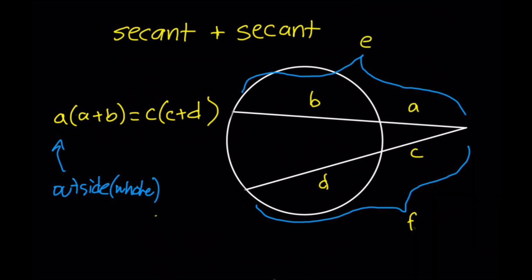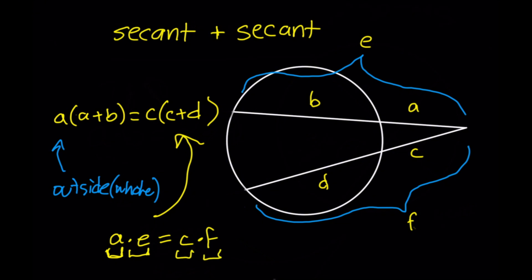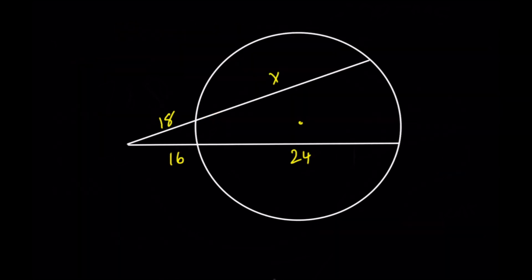So another way to write this entire equation is to say A times E is equal to C times F. So the outside times the whole line, and then the outside times the whole line. So this one is secant plus secant. So this is an example. Basically, again, it's outer part times the whole part, and then the same thing on the other side.